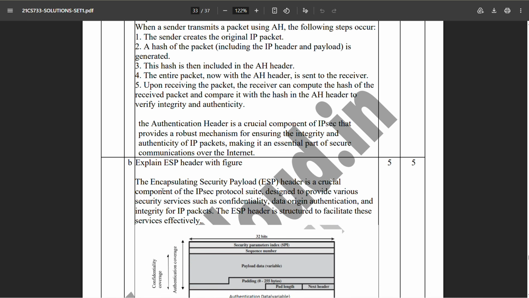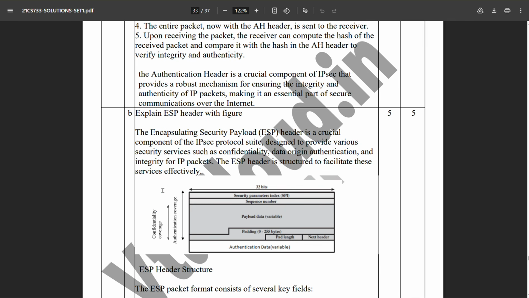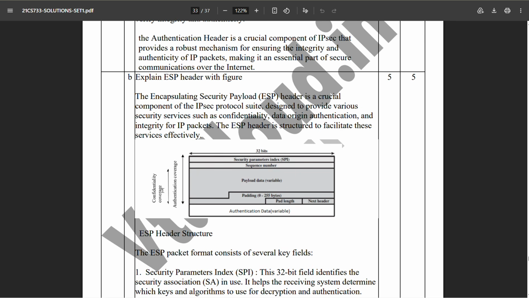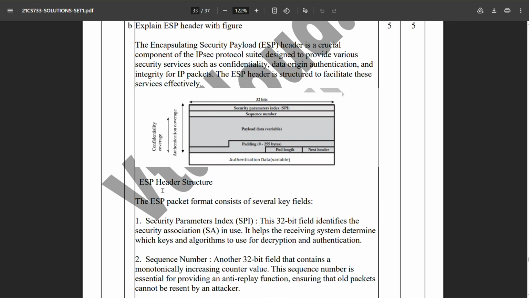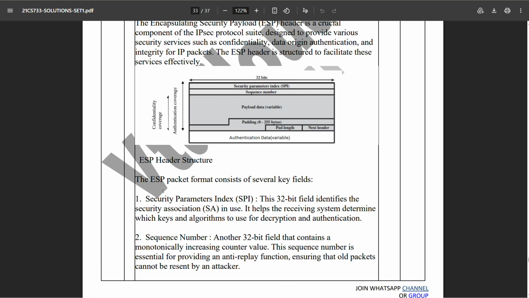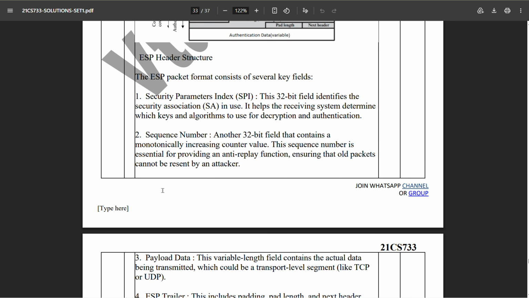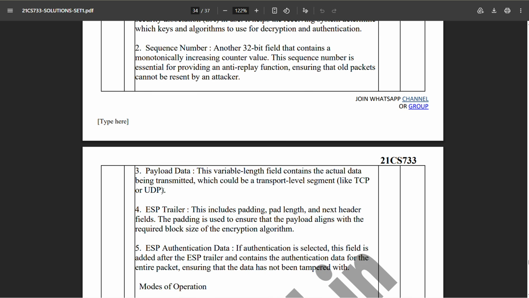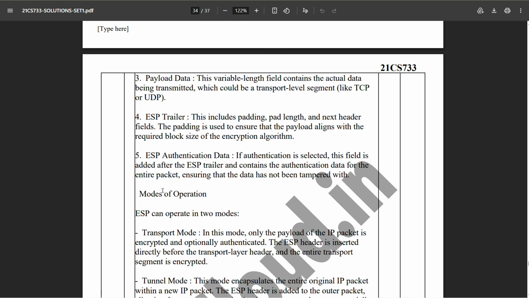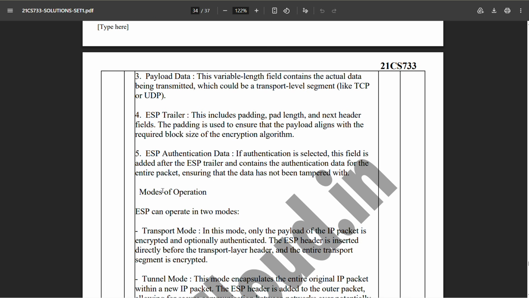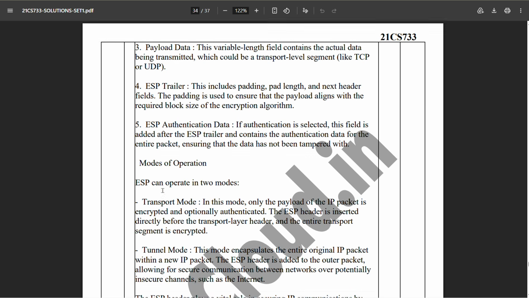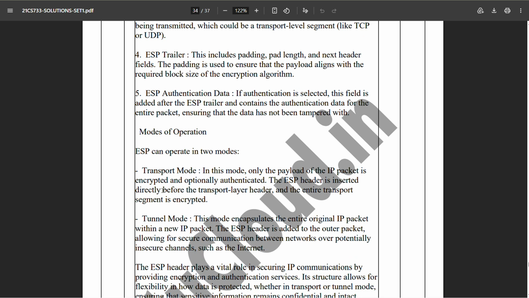Coming to question 10b, explain ESP header with figure. ESP is abbreviated as encapsulating security payload. Define what is encapsulating security payload and draw the diagram of the ESP. The diagram is the structure of the ESP. The ESP packet consists of several key fields like security parameters index, sequence number, payload data, ESP trailer, ESP authentication data, and also explain the modes of operation. ESP can operate in two modes: one is transport mode and the second one is tunnel mode.